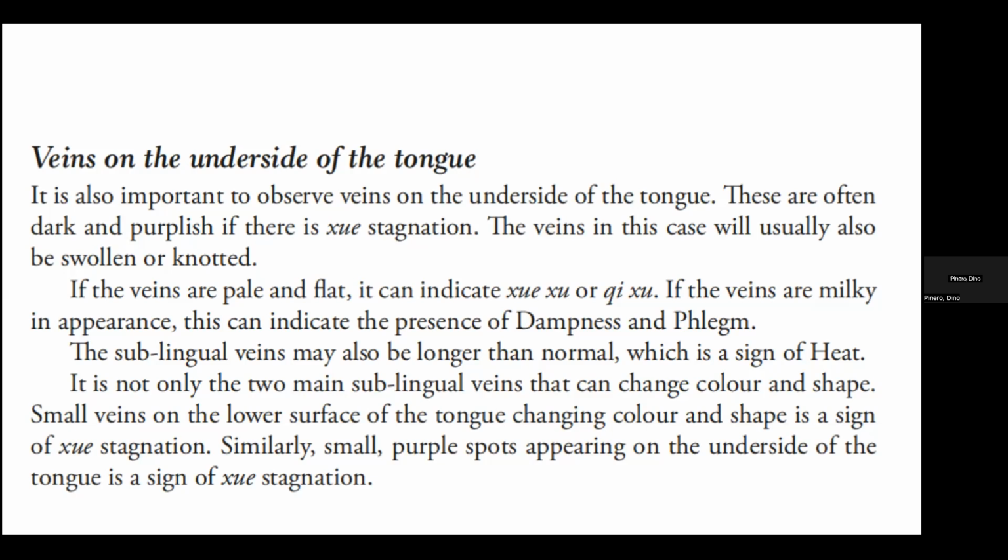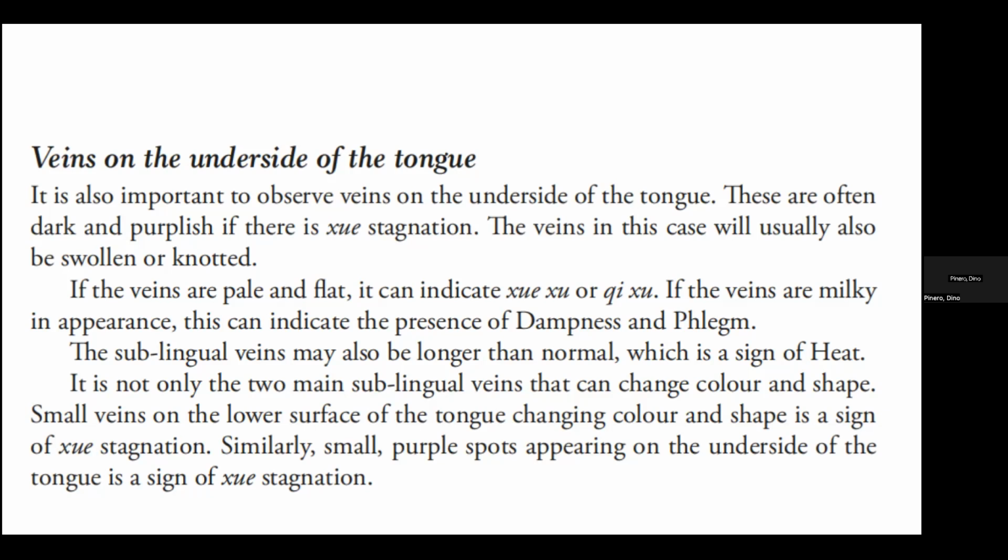If the veins are pale and flat, it can indicate blood deficiency or qi deficiency. So pwede natin i-check yung veins natin sa tongue, whether it is pale or flat. So this would indicate blood deficiency or qi deficiency. If the veins are milky naman in appearance, this can indicate the presence of dampness and phlegm. Dito tandaan po natin kung milky ang appearance, it is the presence of dampness and phlegm.